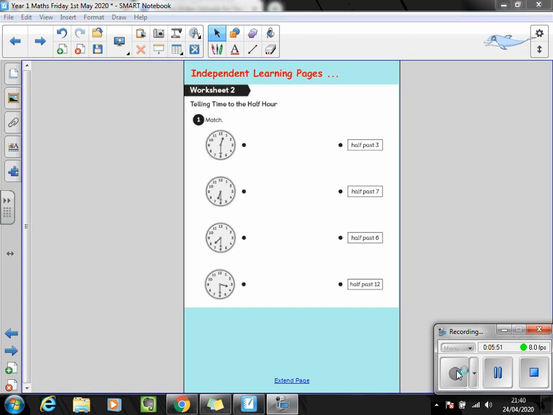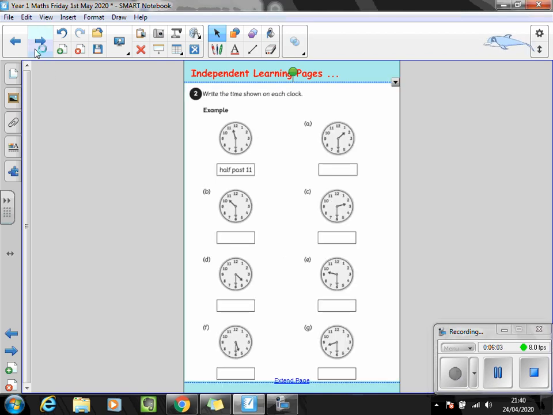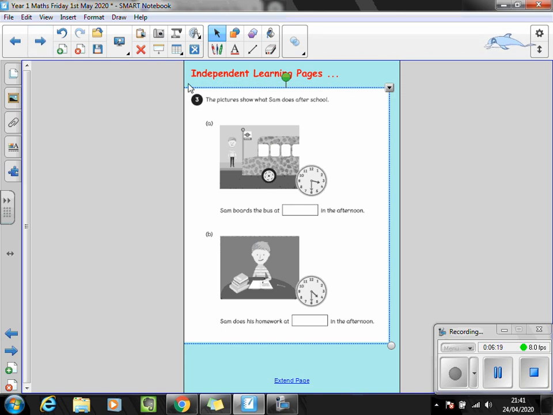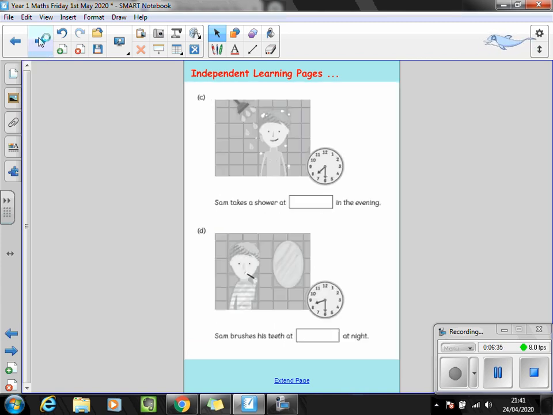Question 1. Can you match the clock face with the time shown to the label on the right hand side? Question 2. Can you write the time shown on each clock in the blank box underneath? Remember to make sure your numbers are correctly written. Question 3. The pictures show what Sam does after school. Look at the clocks and see if you can complete the sentences with the correct time. And the second part of question 3. Again, look at the times on the clock and have a go at completing the sentences.